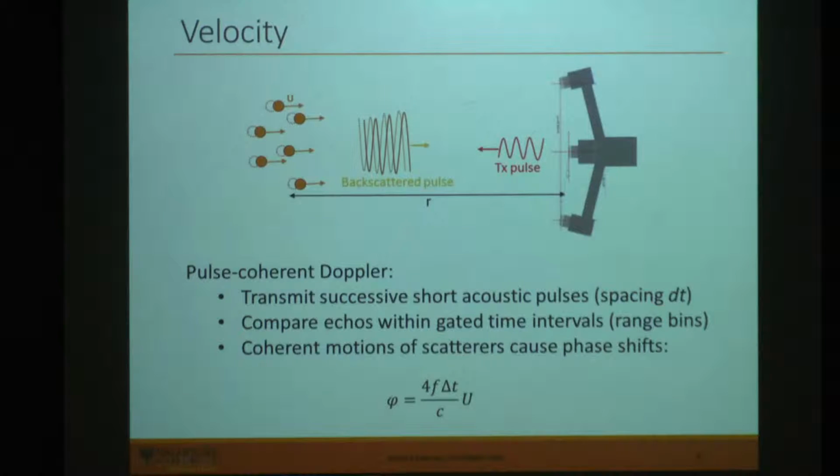And by measuring phase, you can get a measurement of the velocity of the scatterers. So by transmitting a series of these pulses and then looking at the phase versus time, if you consider that the scatterers or the sand particles are moving coherently within a range bin, then that's going to cause a small phase shift. And by detecting those phase shifts, you can then back out measurements of velocity in the beam directions and then convert that to 3D velocities.